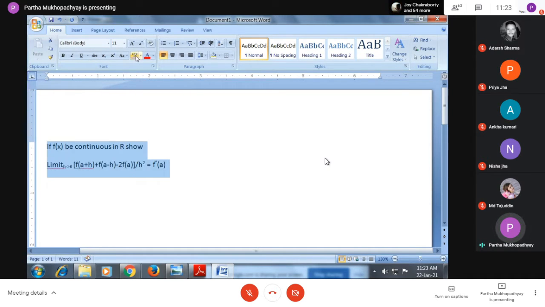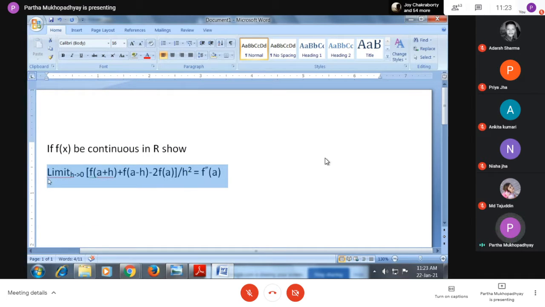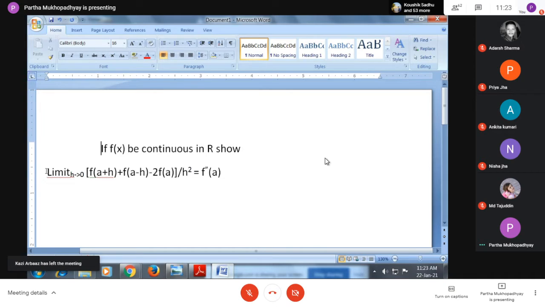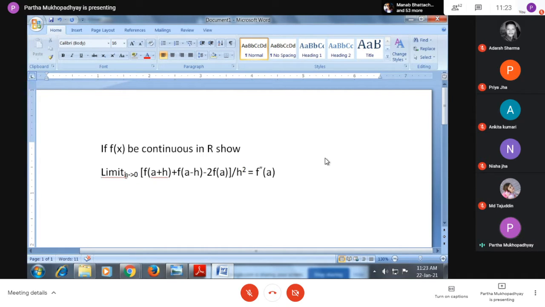Can everybody see the question clearly? This is the question. Limit as h tends to 0 of f of a plus h plus f of a minus h minus twice f(a), divided by h square. I should have written this below, but I could not. That is why I have given the third bracket. That should be equal to, in the limit, f double dash, where double dash means second derivative, at x equal to a. This we have to show. Everybody got the question? Please write the question on your paper. Then we'll discuss the answer.